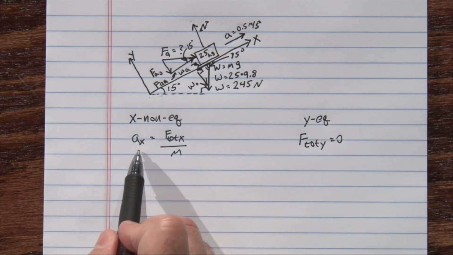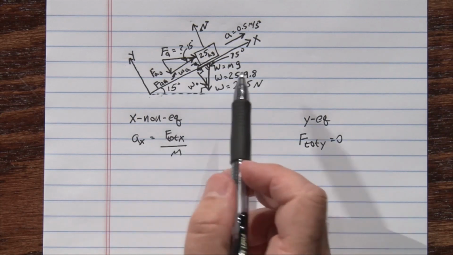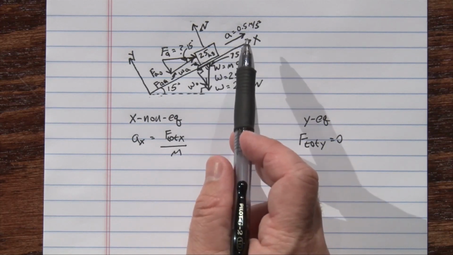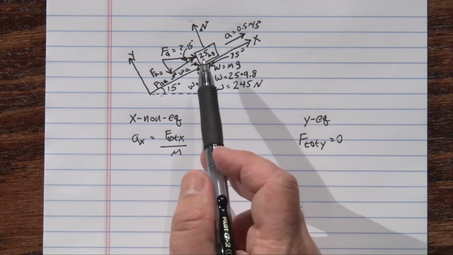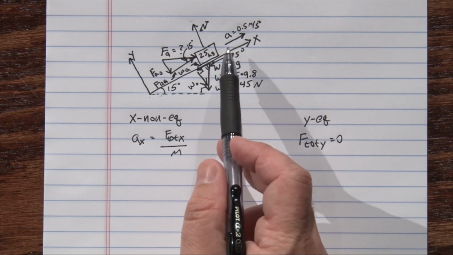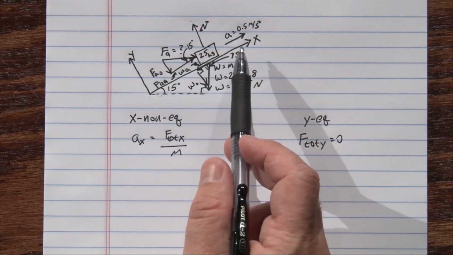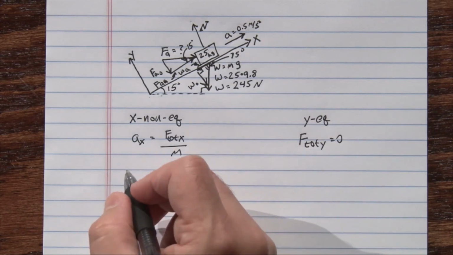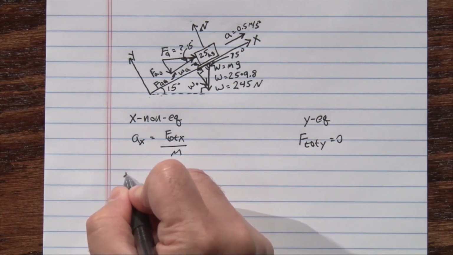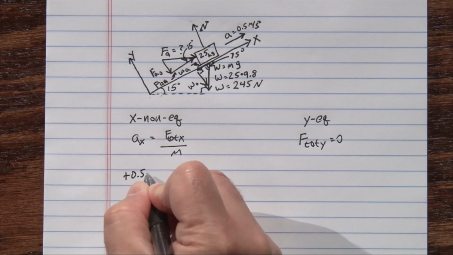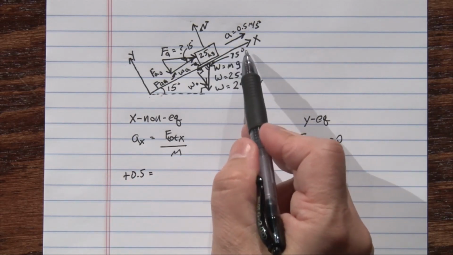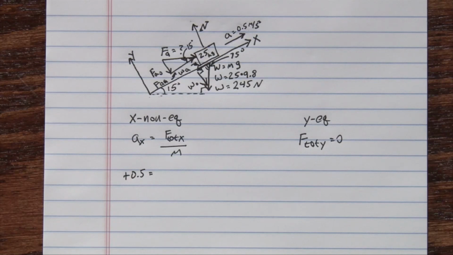Ax, the amount of the acceleration in the x direction, well, that is 0.5 meters per second squared. The box is accelerating up the ramp at 0.5 meters per second squared. The x-axis is up the ramp. That means that the acceleration in the x direction is positive 0.5 meters per second squared, because the acceleration is in the positive x direction.